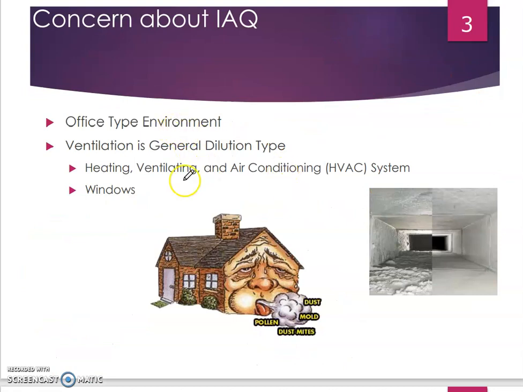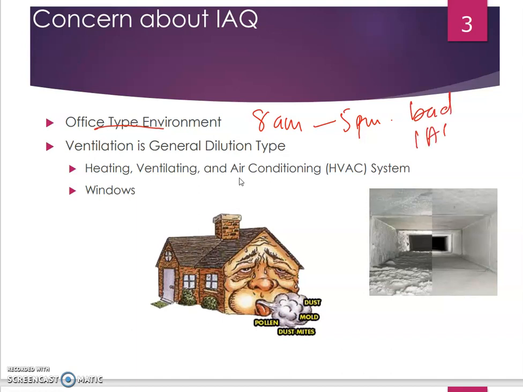Usually, for indoor air quality problems, most places are concerned about IAQ, especially in an office type environment, because usually humans spend from 8 a.m. maybe until 5 p.m. there. So if any office space has bad indoor air quality, with too much dust and too many fungi, it can create sick building syndrome in that space.